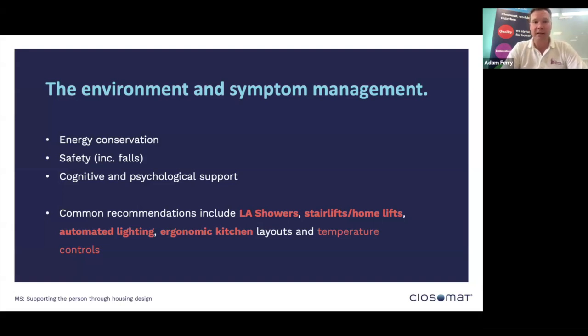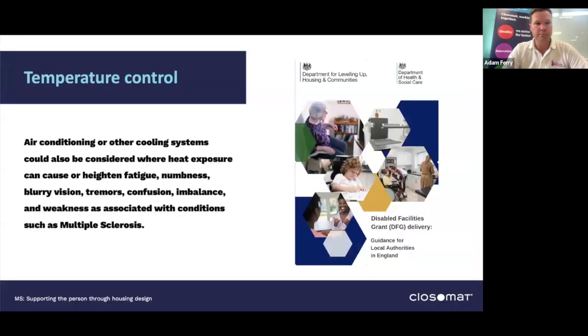And within housing design, it's not something that is thought about enough. So how we use or how we specify particular window types that maintain the internal ambient temperature, whether we should be including recommendations for air conditioning within properties or rooms that we're designing for somebody with MS. I can't stress enough how important temperature control is for someone with MS and their outcomes. And that's what I've suggested there.